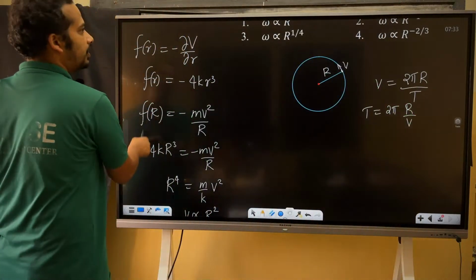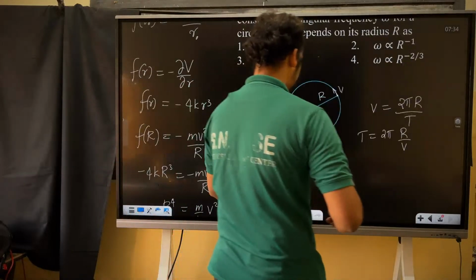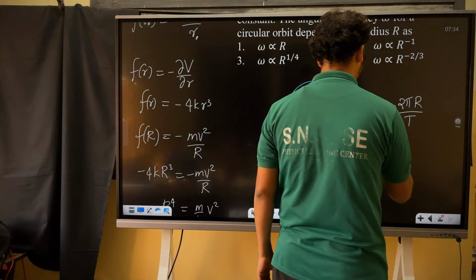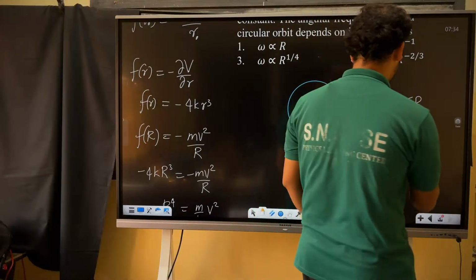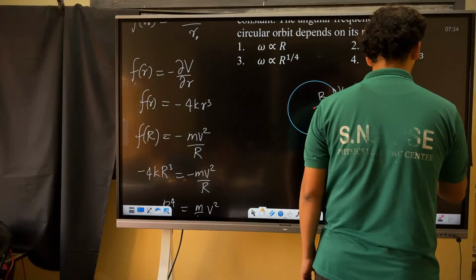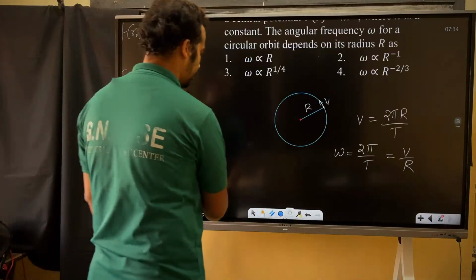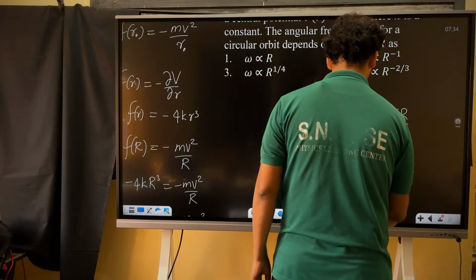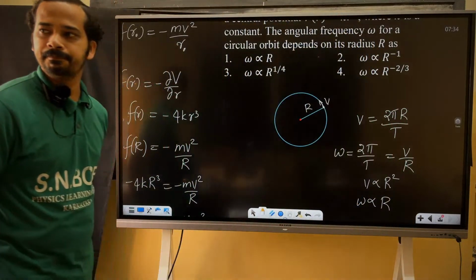Okay, he's asking frequency, am I right? Not time period. So this is right. Frequency is nothing but 2 pi by T. 2 pi by T itself is angular frequency. What is 2 pi by T? That's equal to v by r. Since v is proportional to r square, omega is proportional to r. Fine, very simple.